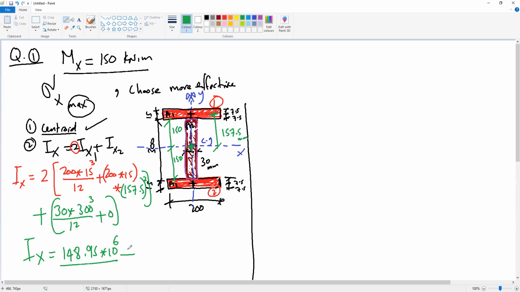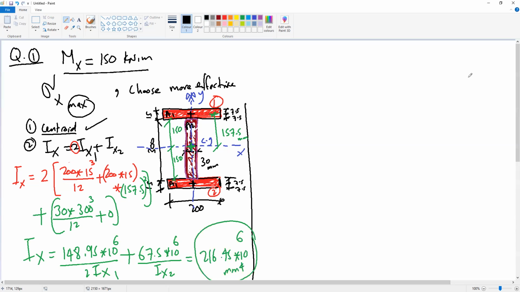This is the first part, plus 67.5 times 10 to the power 6. So this is Ix2, and this is Ix1. So the final inertia will be 216.45 times 10 to the power 6 millimeter to the power 4. Okay, this is the inertia for the first section.